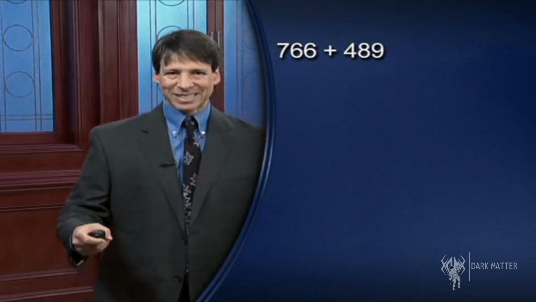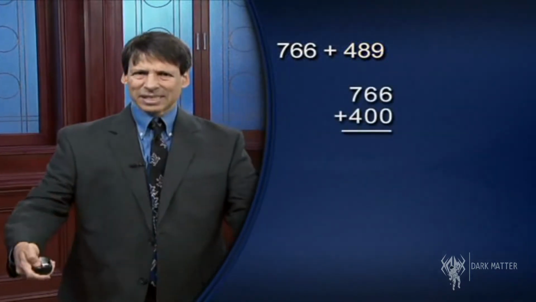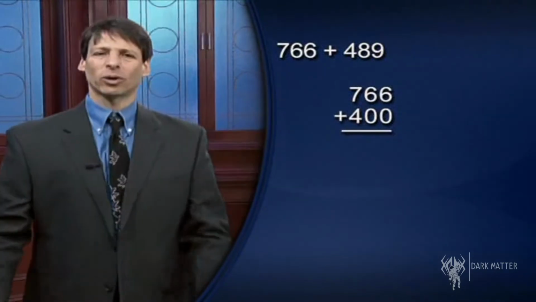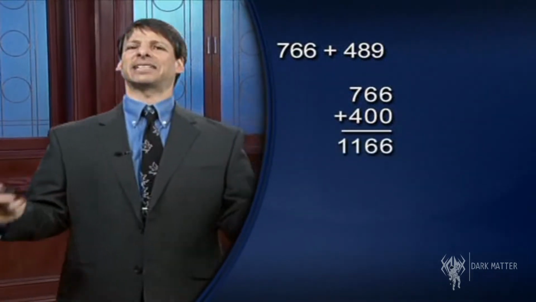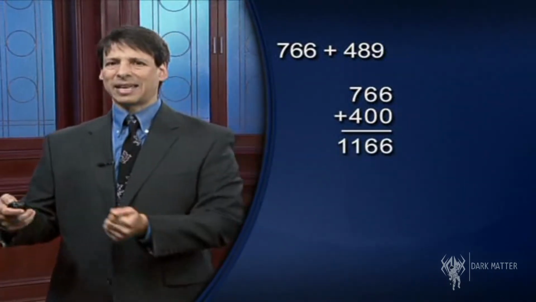Okay, the next problem is about as hard as it gets. Let's try 766 plus 489. Even remembering the problem takes some work, right? 766 plus 489. First we add 400, then we'll add 89. 766 plus 400 is 1166. And now you add 89.